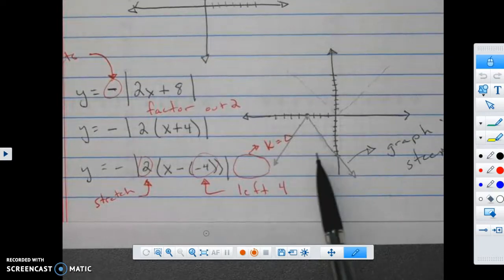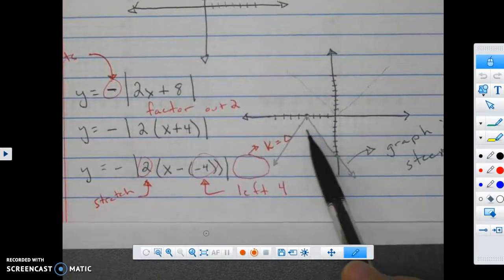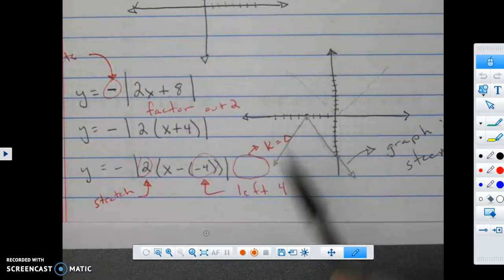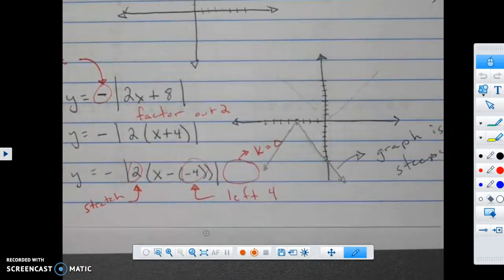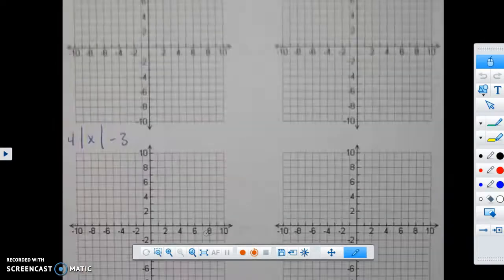My graph's not great here because it's a homemade grid, but the graph is a little bit steeper. So we're going down 2 over 1, down 2 over 1, down 2 over 1. And that's how we get those 2 branches to draw. All right, there are some review pieces there. Let's take a look at a couple graphs and see how quickly I can do these.